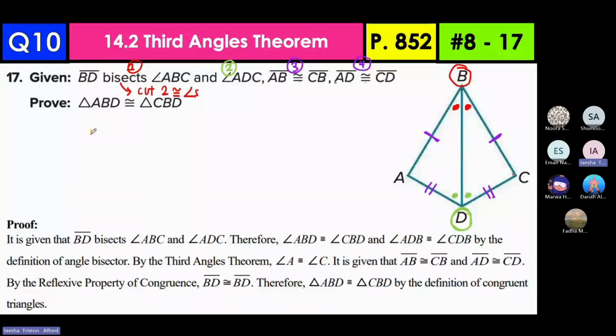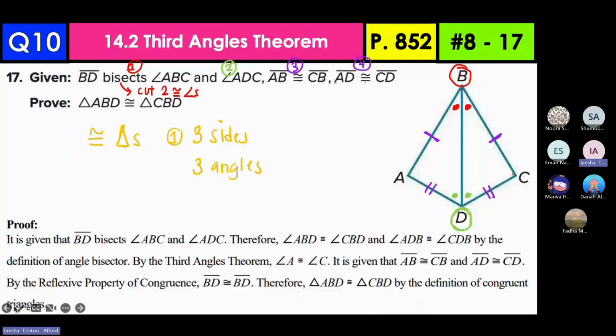We want to say congruent triangles. How do we know? We need three sides and three angles.